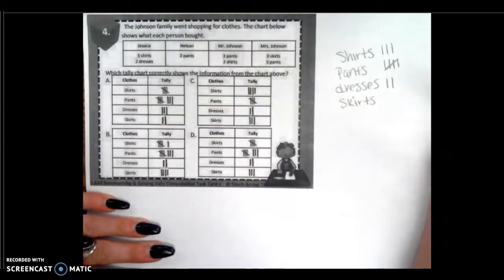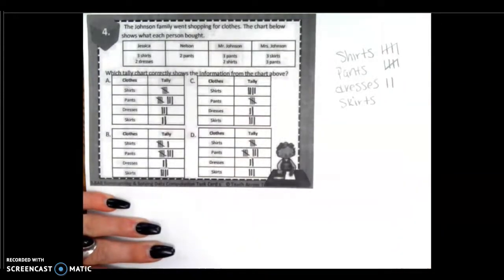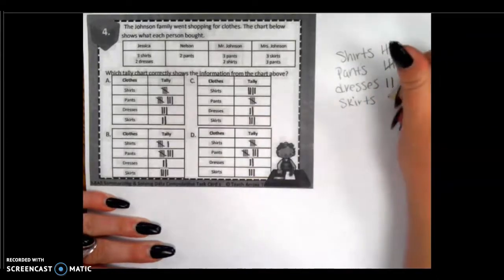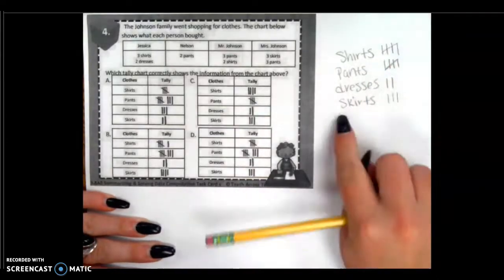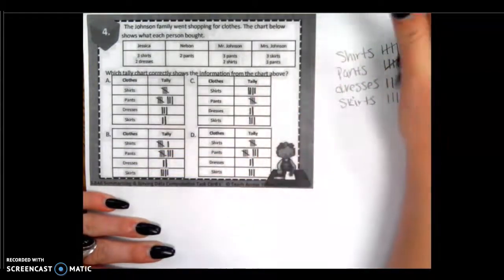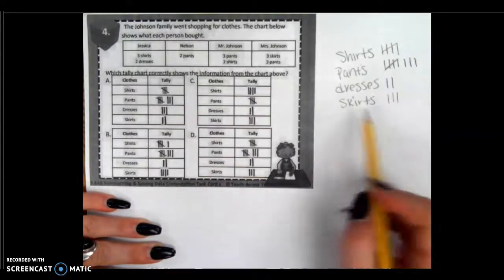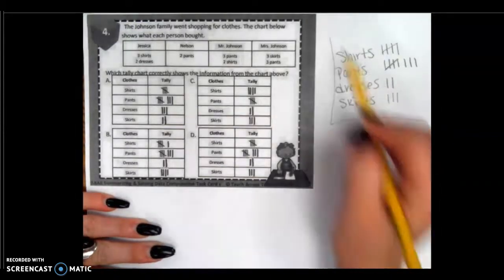Okay? He also bought 2 shirts. 1, this would be my 5th one, 2. Ms. Johnson bought 3 skirts. 1, 2, 3 skirts, and 3 pairs of pants. So pants, 1, 2, 3. This represents everything that the family bought together.